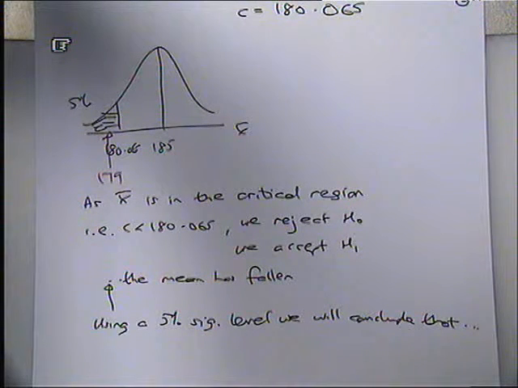Any questions, comments about that one? What happens if C is exactly on the boundary of the critical region? Then I don't think that would happen in an A-level question, and you could go either way really. Right, I'll stop that video there and we'll move on to another example in another video clip.